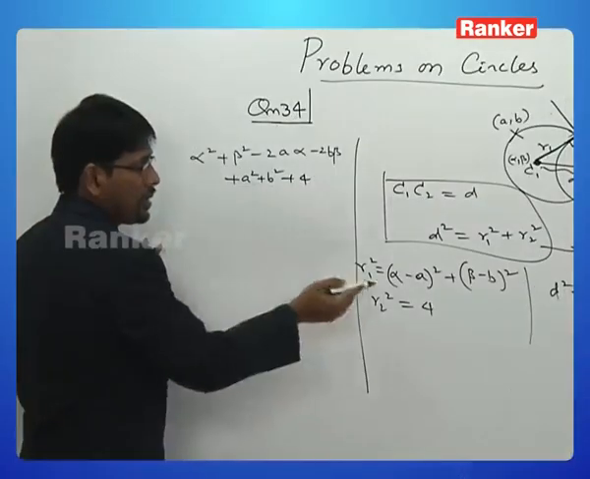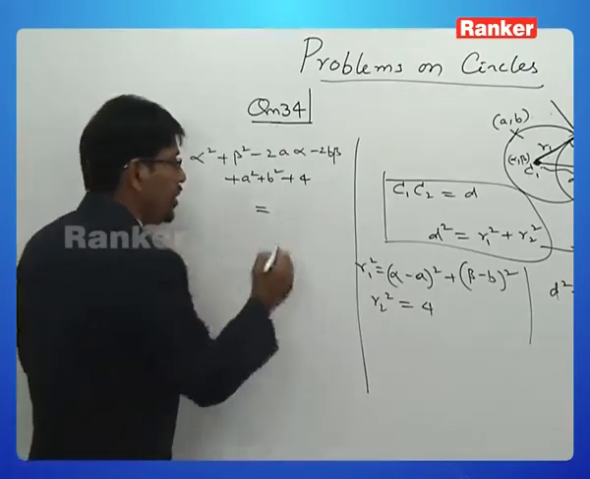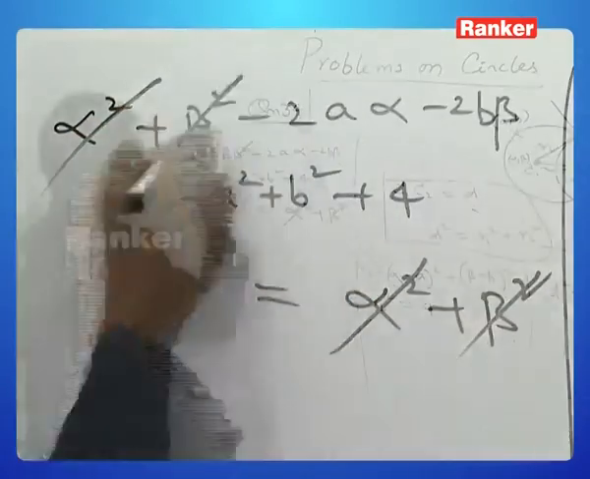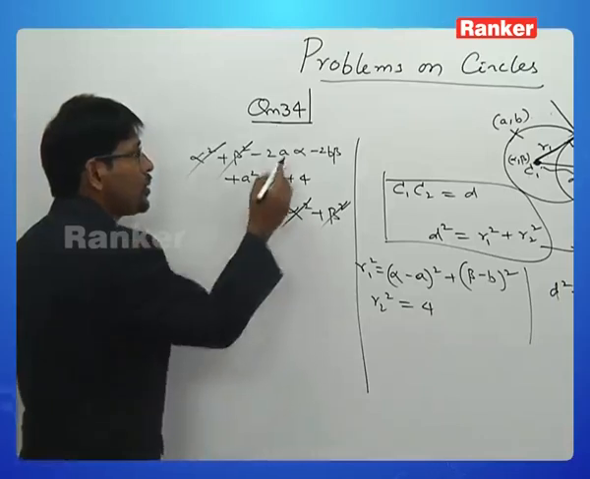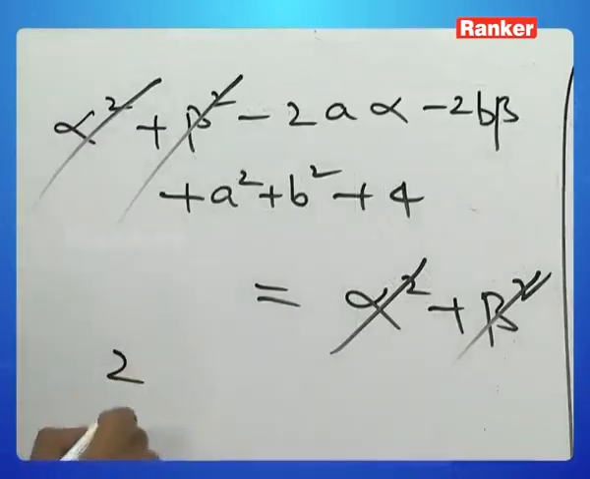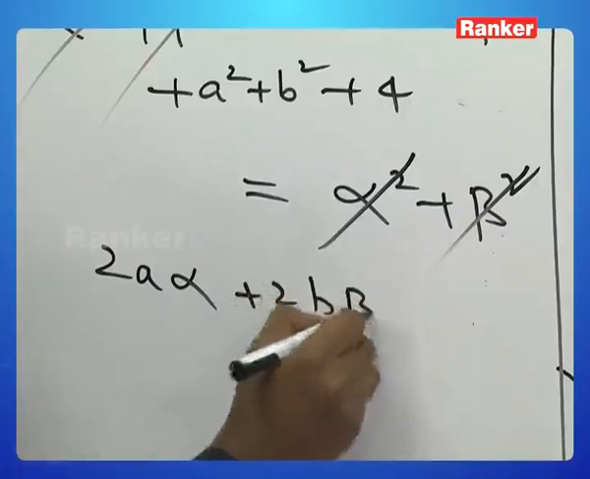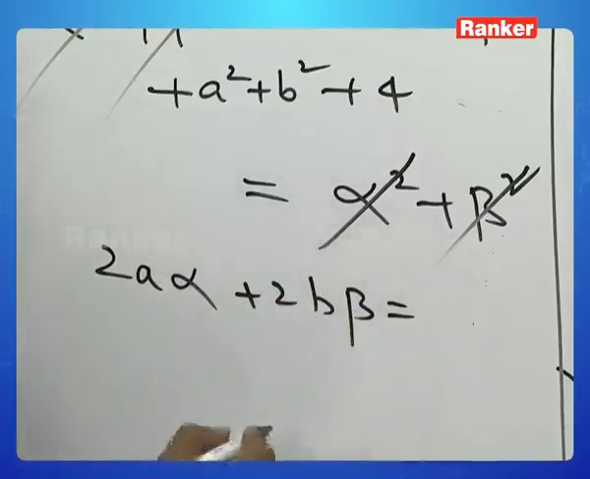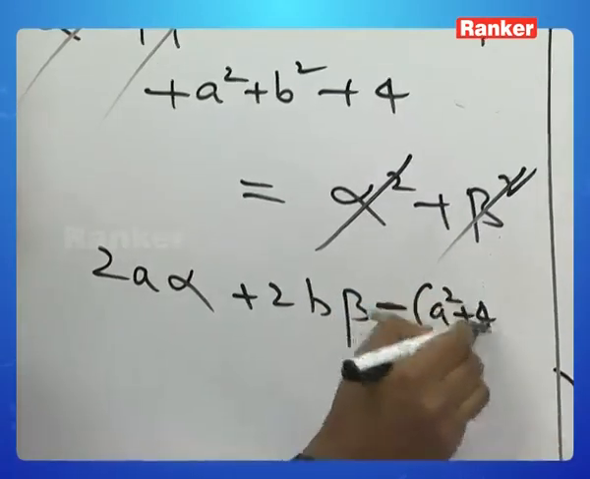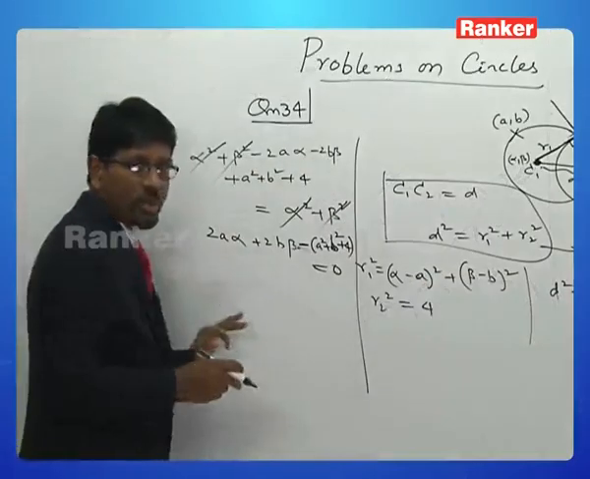This is R1 square plus R2 square. That should be equal to D square. What is D square? Alpha square plus beta square. Alpha square cancels and beta square cancels. What do you have here? 2A alpha plus 2B beta is equal to minus of A square plus B square plus 4, so A square plus B square plus 4 is equal to 0. I am taking a minus common here.